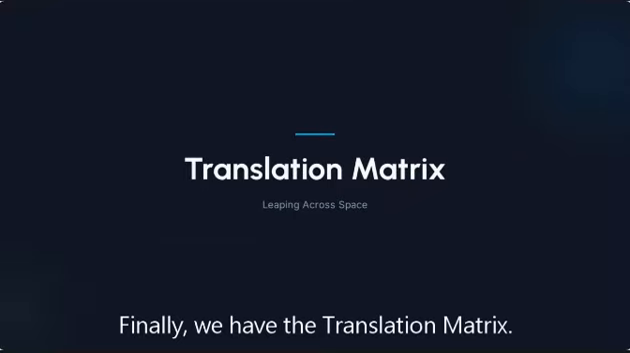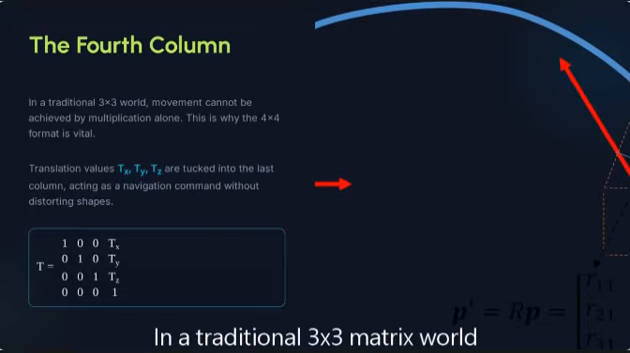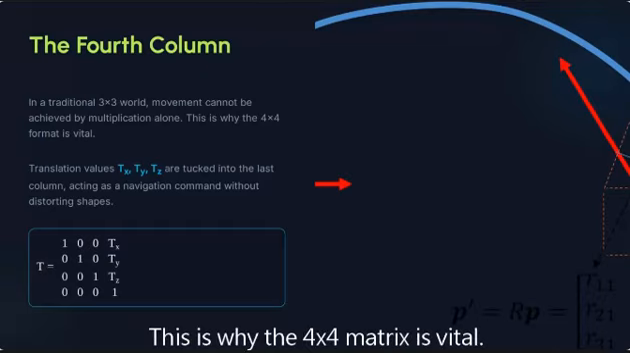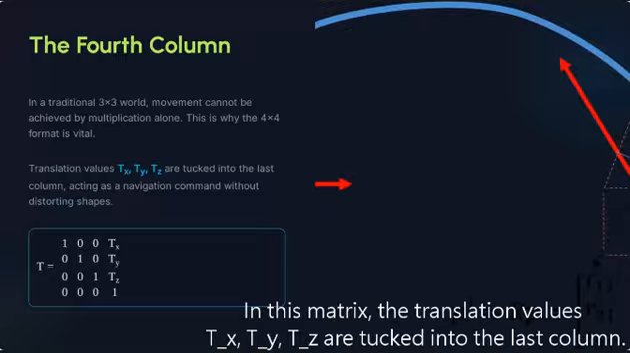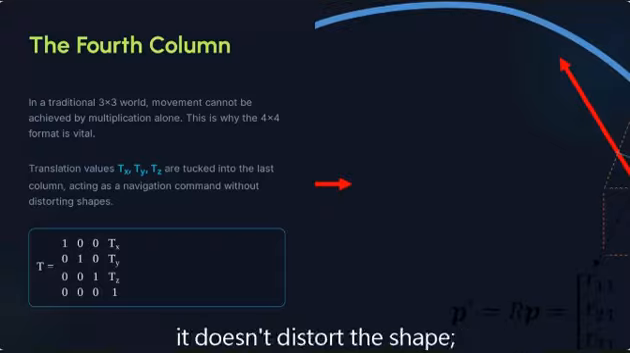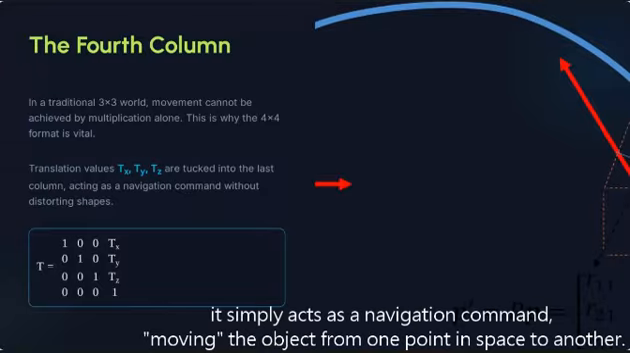Finally, we have the translation matrix. In a traditional 3x3 matrix, we cannot achieve movement through multiplication alone. This is why the 4x4 matrix is vital. In this matrix, the translation values tx, ty, tz are placed in the last column. When multiplying by a vertex coordinate, it doesn't distort the shape. It simply acts as a navigation command, moving the object from one point in space to another.